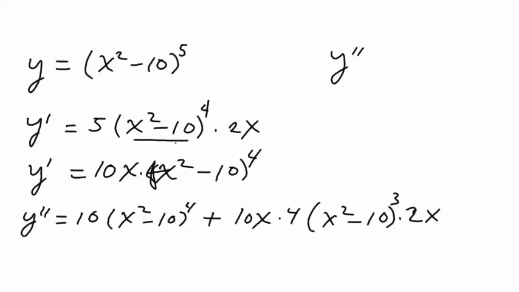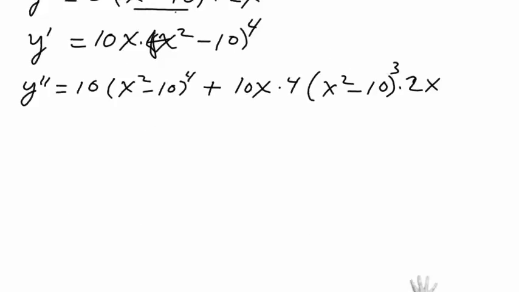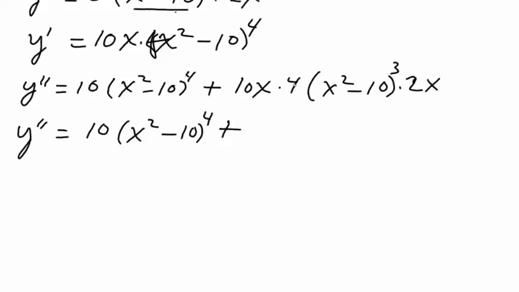Alright, and of course we can clean this up a little bit, and we're going to do that. To clean it up, we got y double prime is equal to 10 x squared minus 10 raised to the fourth power. We can actually do some factoring here if we want. We got 4 times 10 is 40 times 2 is 80, right? And then x times x is x squared.